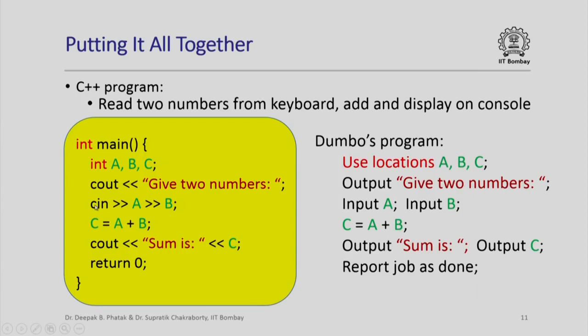Instead of saying input A, input B, I would use cin, this is the common input which is our keyboard, and from the common input I want to read A and B, then I want to sum up A and B and store the value in C, and instead of saying output sum is and then outputting C, I would say in cout please print the string sum is and then print the value of C and then return 0. So we will of course see more about each of these parts of the program later, but this is just to give you a glimpse of our very first C++ program.